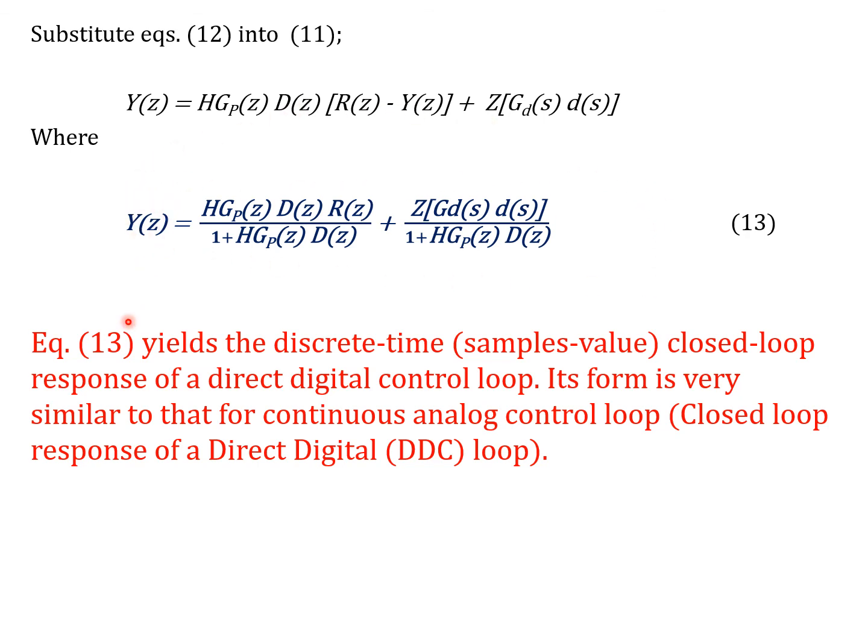Equation 13 yields the discrete time closed loop S-form direct digital control loop, what we call the closed loop direct digital control loop. You can see the formula. This is also in terms of the characteristic equation, which gives some study of stability and its response, as we have done for continuous systems. So very similar.